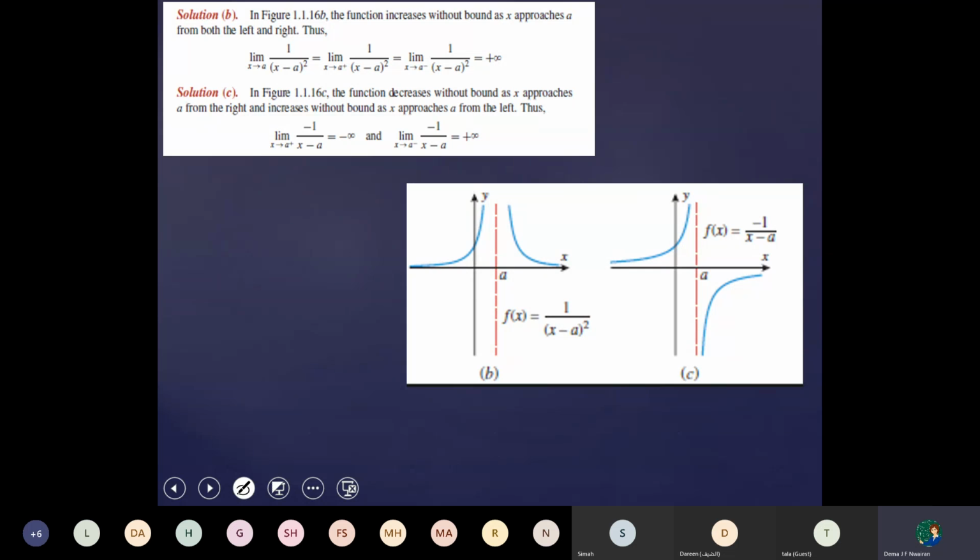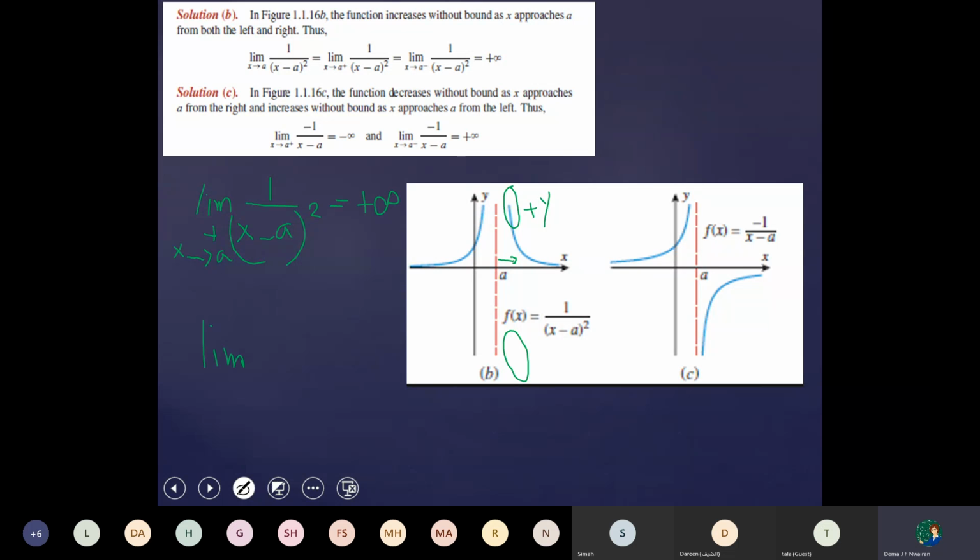Look at figure B here. If I want to find the limit of 1 over (x minus a) squared when x approaches a from the right, look at a, but from the right now. Where's the value of y going? Does it go to the positive y-axis or to the negative y-axis? To the positive y-axis. So that means it is positive infinity.